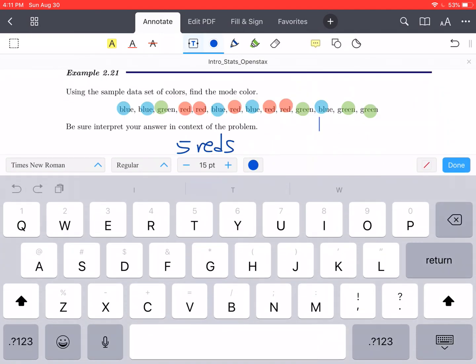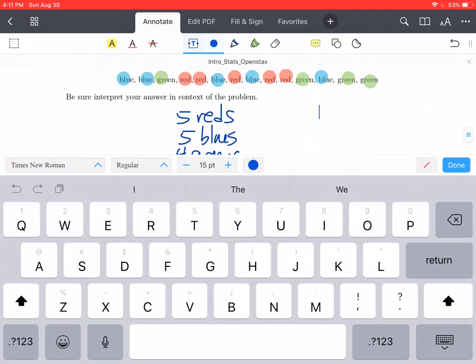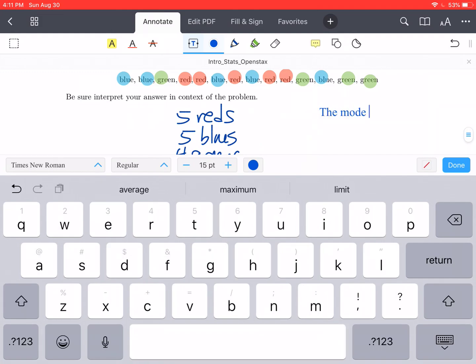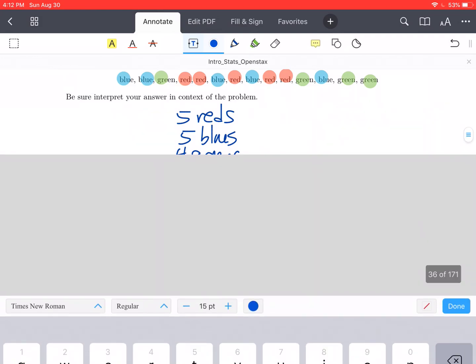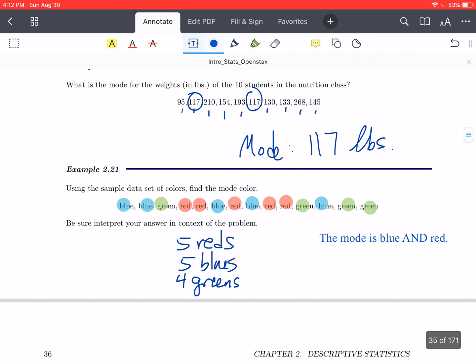So, what is the mode of this data set? The mode is blue and red. Okay, because they both occur more frequently than any of the other colors, in this case green, and they both occur the same number of times. So they share the title of the mode.